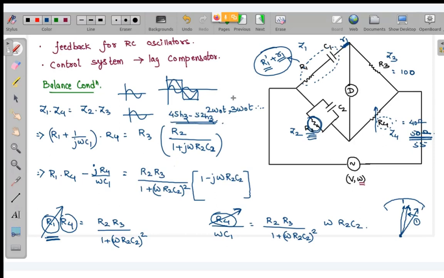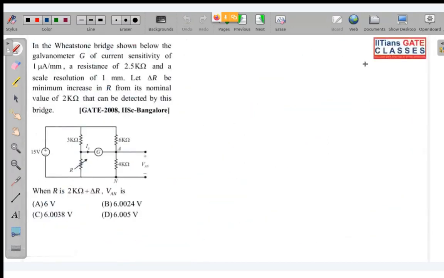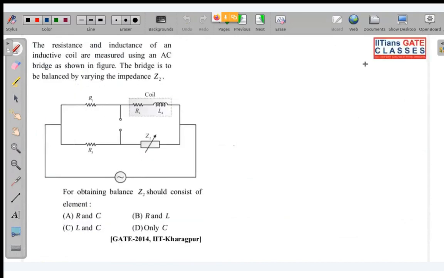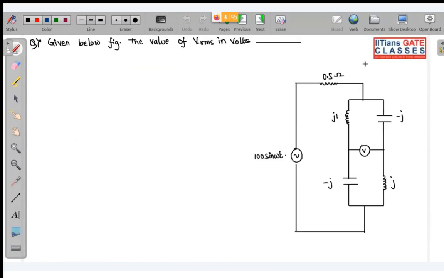Any doubt in this? So this is the drawback of Wien's bridge, that we can measure only a single frequency content signal. Any doubt in this? Fine. So with this we end our bridge circuit. Bridge circuit is over. So have we solved this question? All these questions? This is very important.